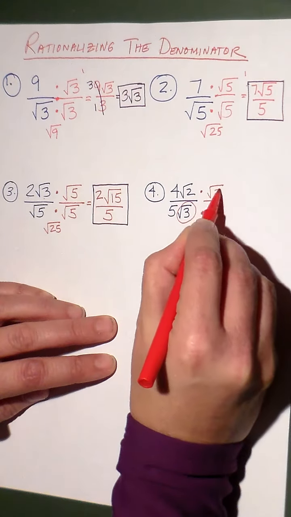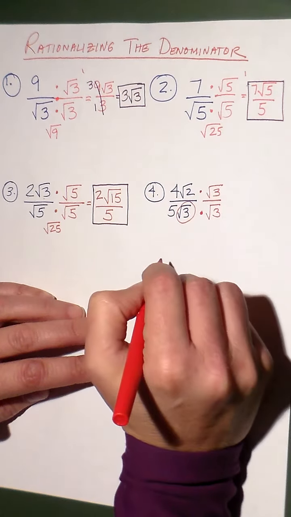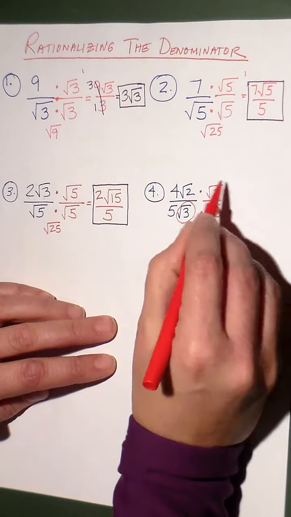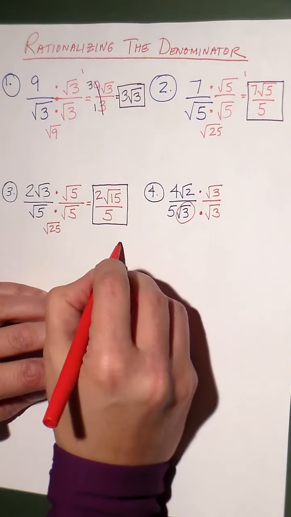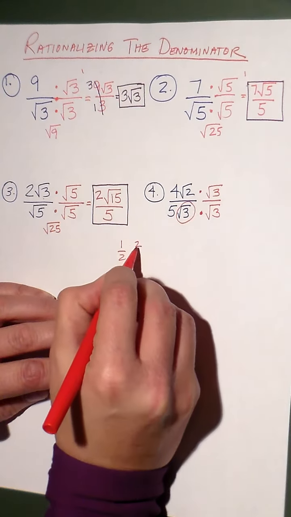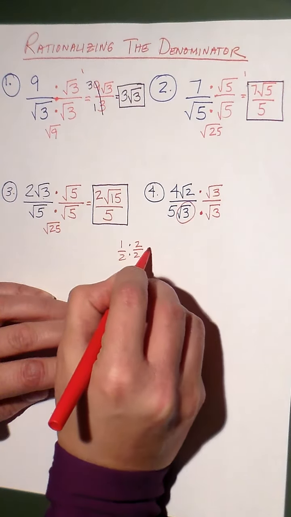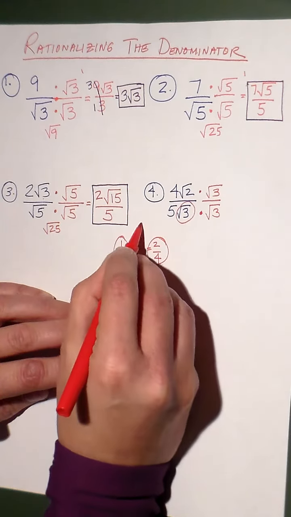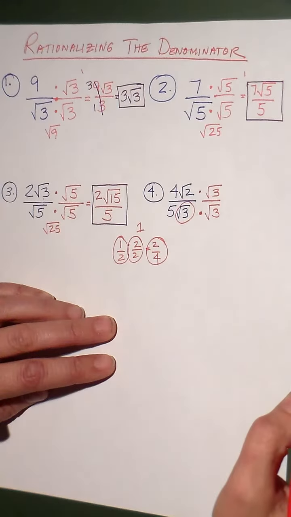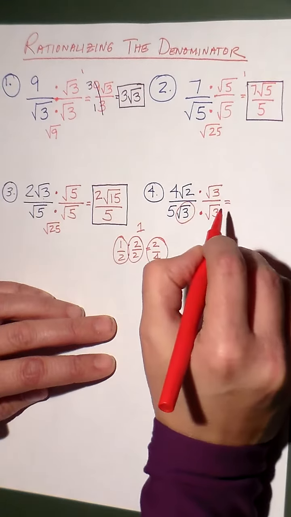And remember, I have to do this on the top as well. Again, this is just like multiplying by 1. It's changing the format of the fraction, but not the value. It's the same thing as changing 1/2 to 2/4. Same fraction. It's the same thing as multiplying by 1. You haven't done anything special. So here I'm going to multiply across.